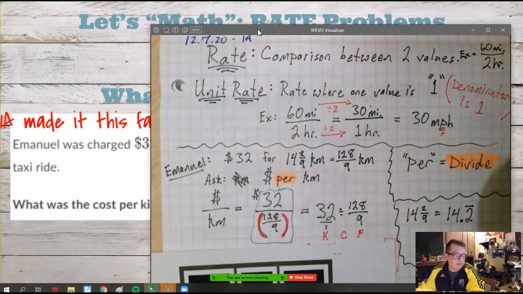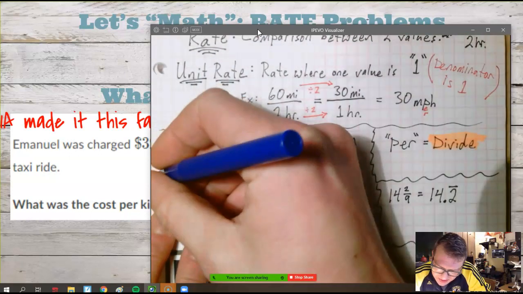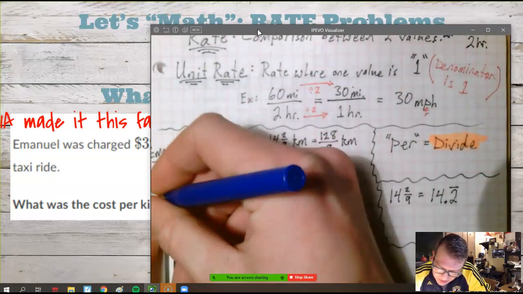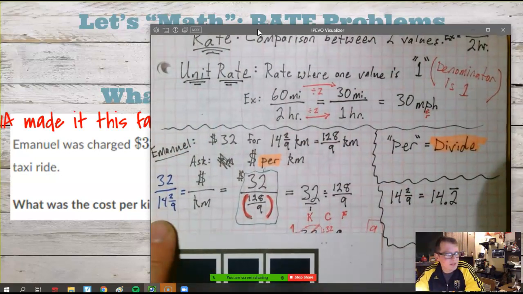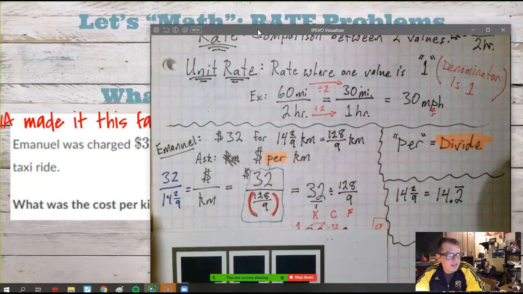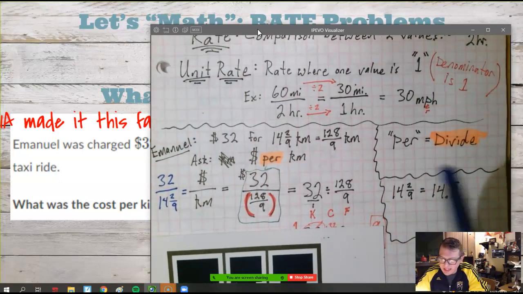So if we set up division, well, this is the annoying thing. $32, and I'm going to write it out here so we can see it again. $32 divided by 14 2/9. If we try to make that a decimal, it's repeating.